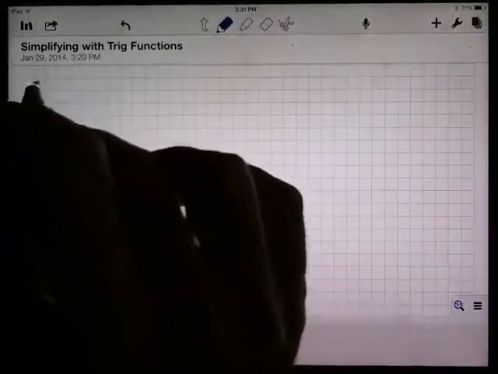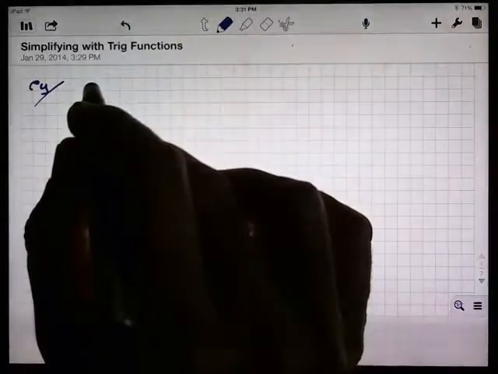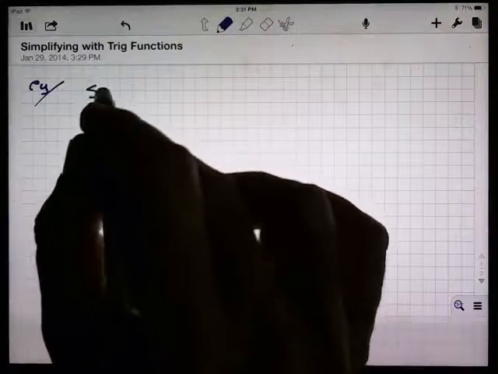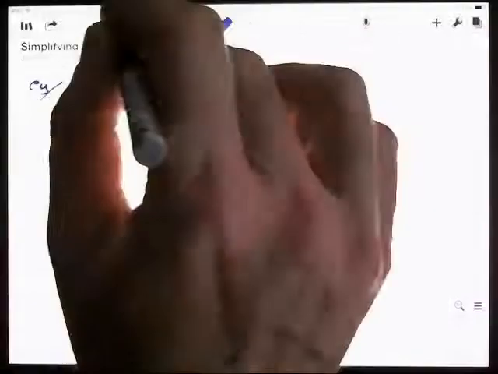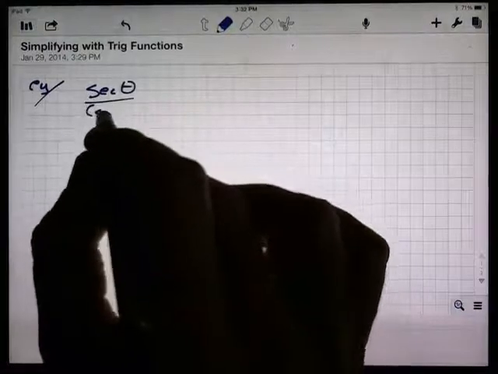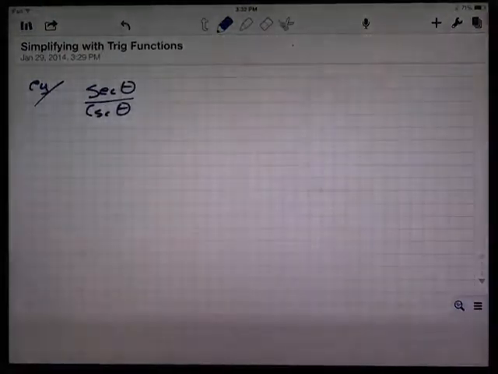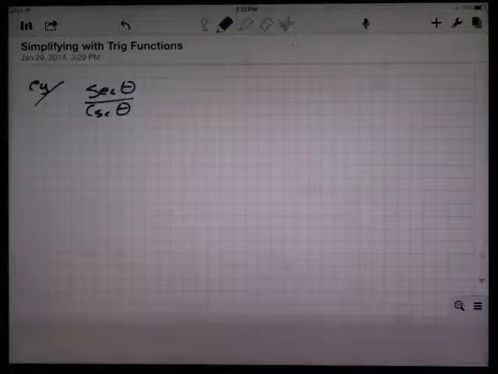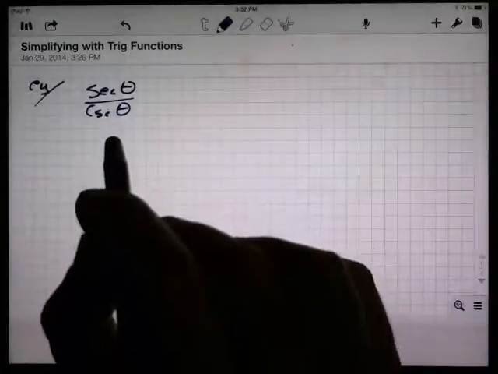How about something like the secant divided by the cosecant? So, that looks ugly. How about the secant of theta divided by the cosecant of theta? Okay, can I simplify that anyway? Can I rewrite it to maybe look a little nicer? Well, I'm going to use a bunch of those basic identities to see what I can do.